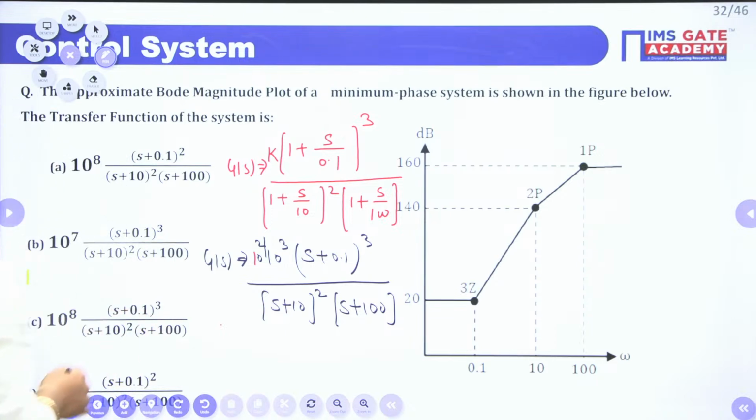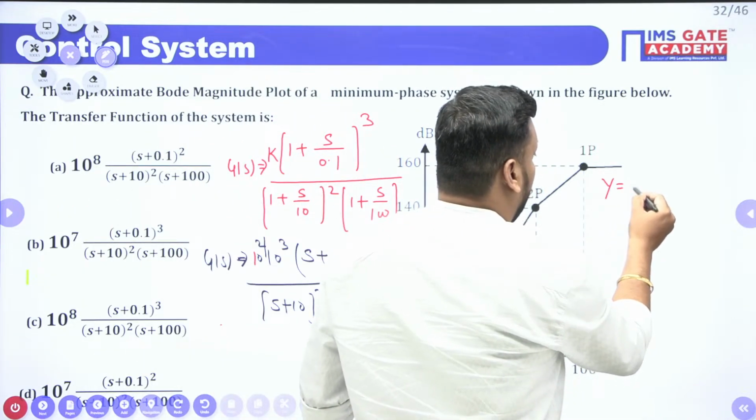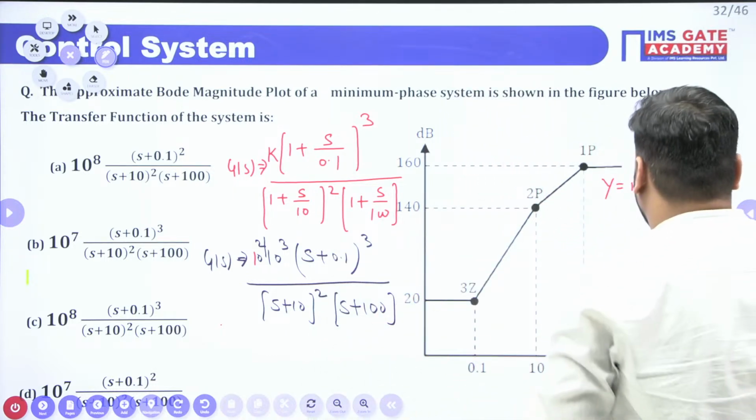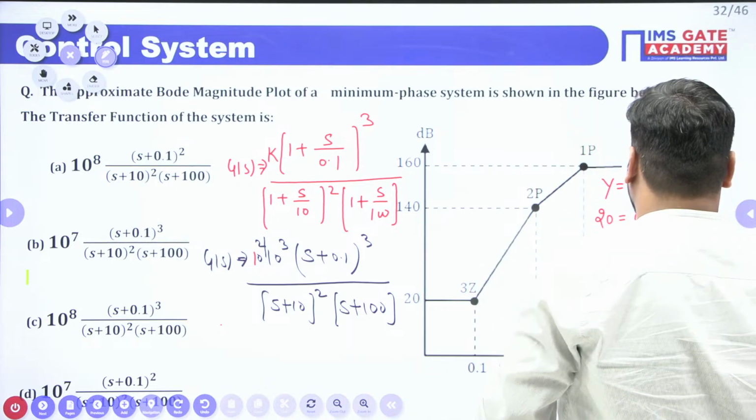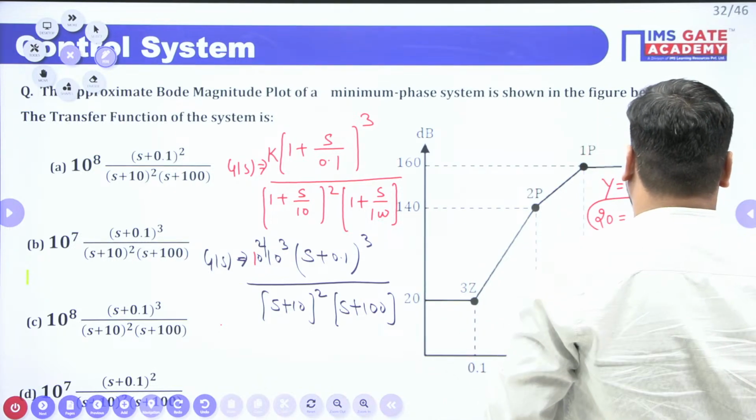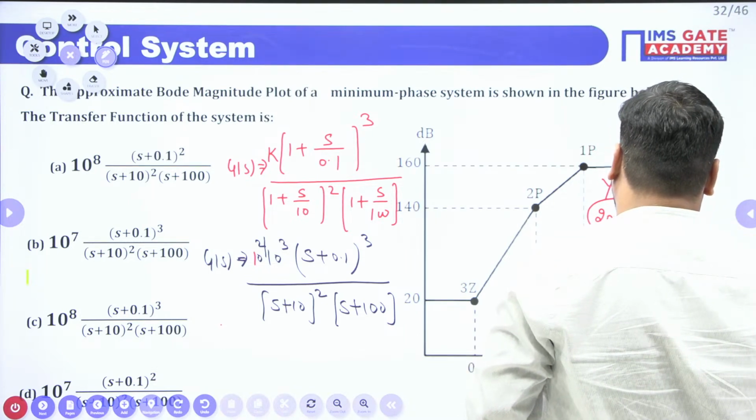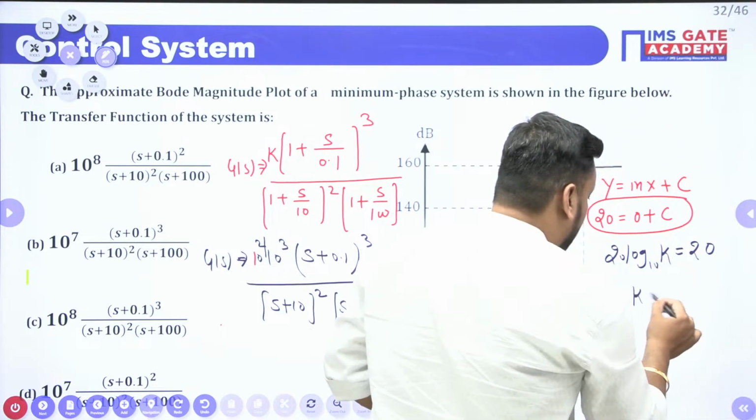Now ultimately, if I talk about the K value, what is the K value? The K value will come from the formula y equals mx plus c. You have to check the y value. What is the y value, guys? 20. So the y value will be 20. The initial slope will be 0 plus c. What is the c value, guys? The c value will be 20. The c value itself says that 20 log 10 K is equal to 20. So what is the K value?